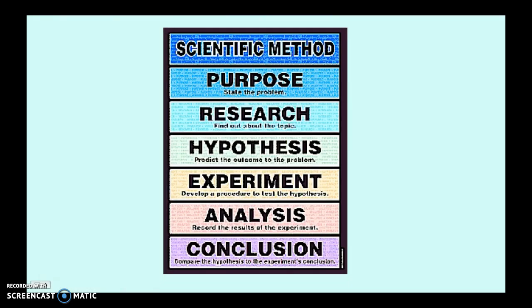There are many versions of the scientific method, but the one we're going to use has 6 steps. These steps are the purpose, research, hypothesis, experiment, analysis, and conclusion. By using these steps, we will be able to stay organized as we conduct the experiments. So let's learn a little bit more about each step.